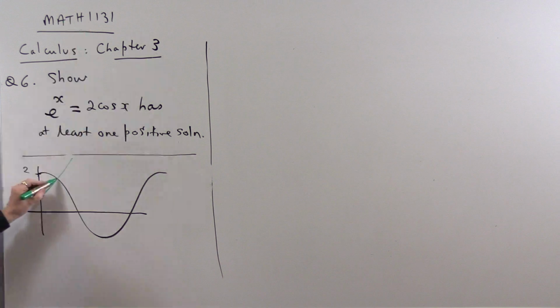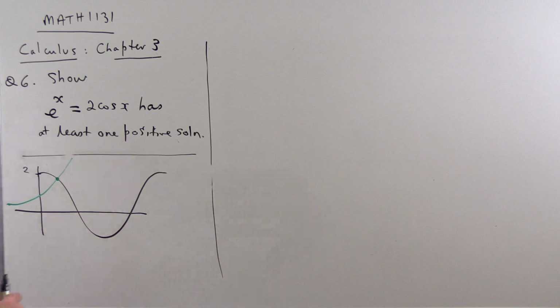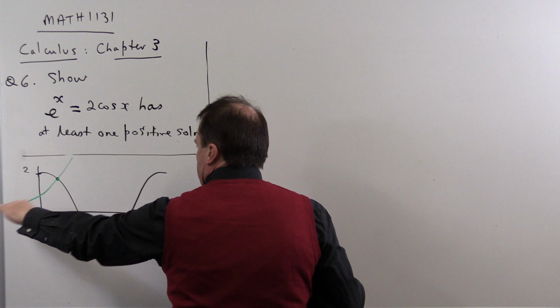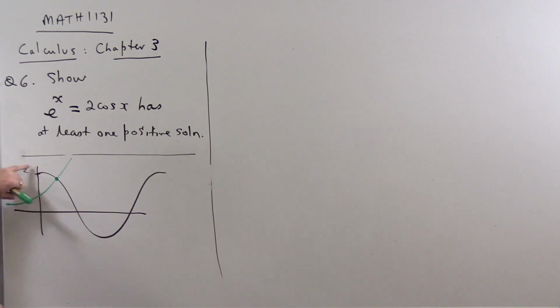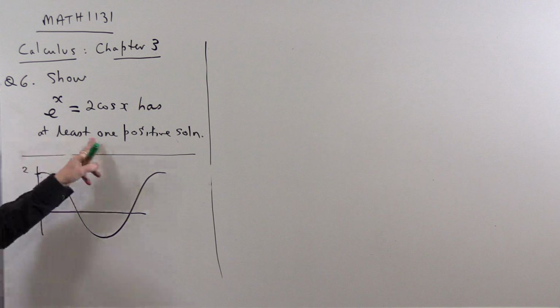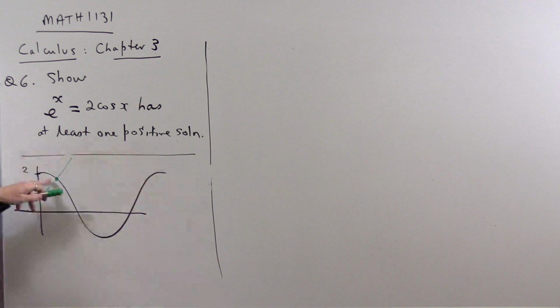In the picture, we can see it's going to have exactly one positive solution if we go in the positive direction. By the way, if you go the other way, it's going to have infinitely many solutions on the opposite side. But all we're asked to show is that it has at least one positive solution. So we can see roughly it's going to lie there.